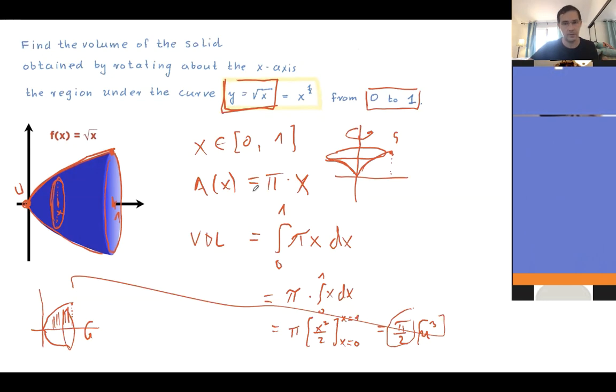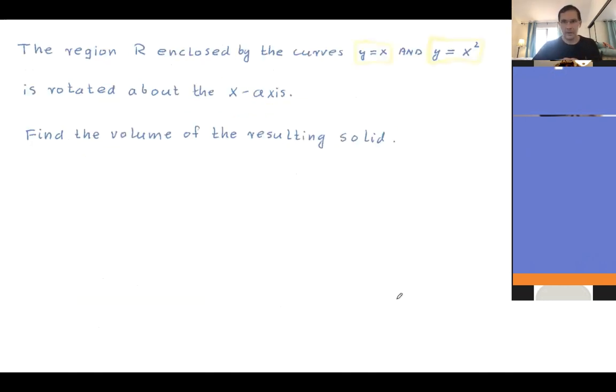Exactly, for example, units cubed. So for example, if on this axis I'm using centimeters, so from here to here is 1 cm, then this would be pi over 2 cm cubed. And if on this axis I'm using different units, maybe u, then that would be u cubed. Okay, another example, but the idea is exactly the same.